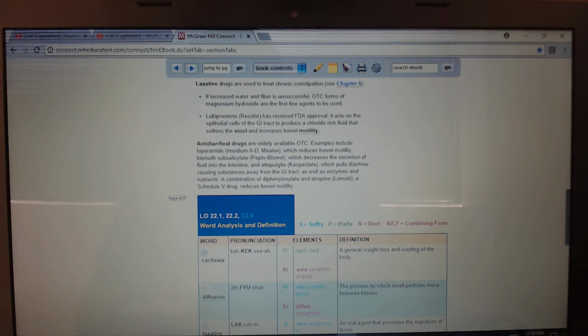Examples include loperamide, which is Imodium A-D, which reduces bowel motility; bismuth subsalicylate, Pepto-Bismol, which decreases the secretion of fluid into the intestine; and attapulgite, which is Kaopectate, which pulls diarrhea-causing substances away from the GI tract, as well as enzymes and nutrients. A combination of diphenoxylate and atropine, Lomotil, a Schedule 5 drug, reduces bowel motility.